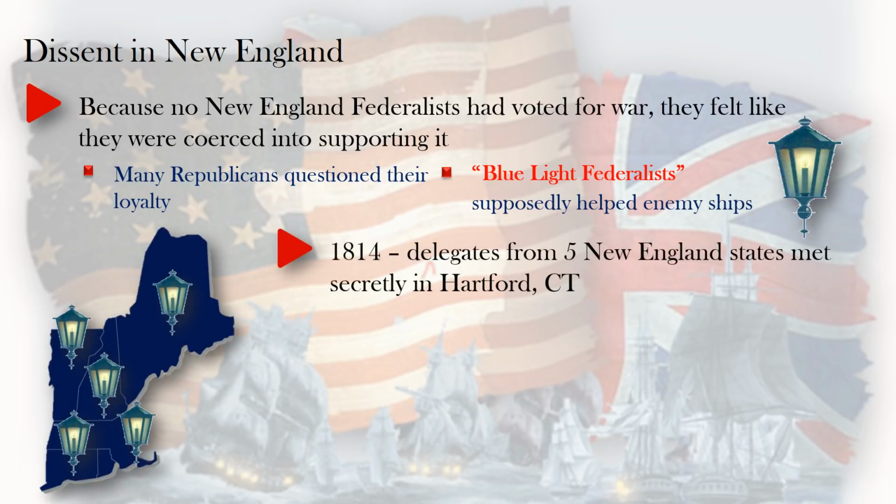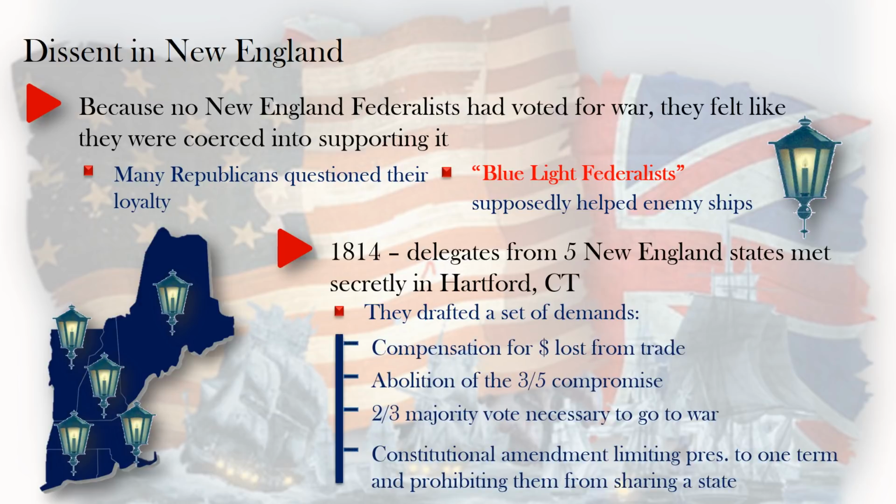What is true, though, is that in 1814, 5 delegates from the New England states met secretly in Hartford, Connecticut. They drafted a series of demands to present to Congress. They want compensation for money lost from trade during the war. They want abolition of the 3/5 compromise, which gives Southern states an edge in voting. They want a 2/3 majority vote to be necessary in order to declare war. And they want a constitutional amendment limiting the president to 1 term and prohibiting presidents from sharing a state. So in other words, you can't elect a guy from Virginia and then the next guy being from Virginia.